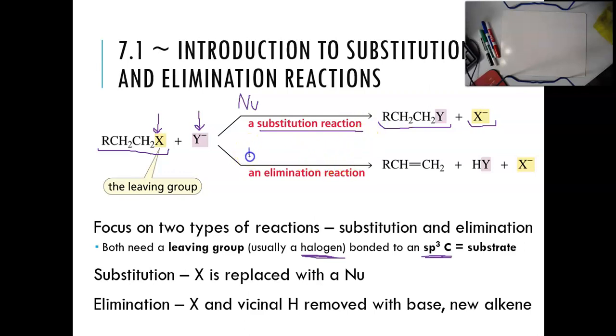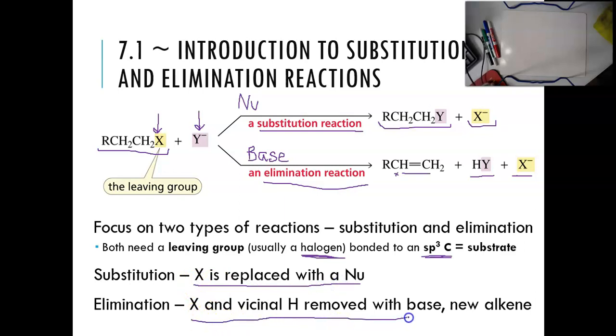If the Y acts as a base, then our reaction will go through an elimination reaction. Our leaving group leaves, and our base is going to remove a hydrogen from the vicinal carbon, the carbon next to our halogen carbon, and we will make an alkene double bond. So in substitution, the X is replaced by the nucleophile, and in elimination, the group leaves, we use that base, and we create an alkene.